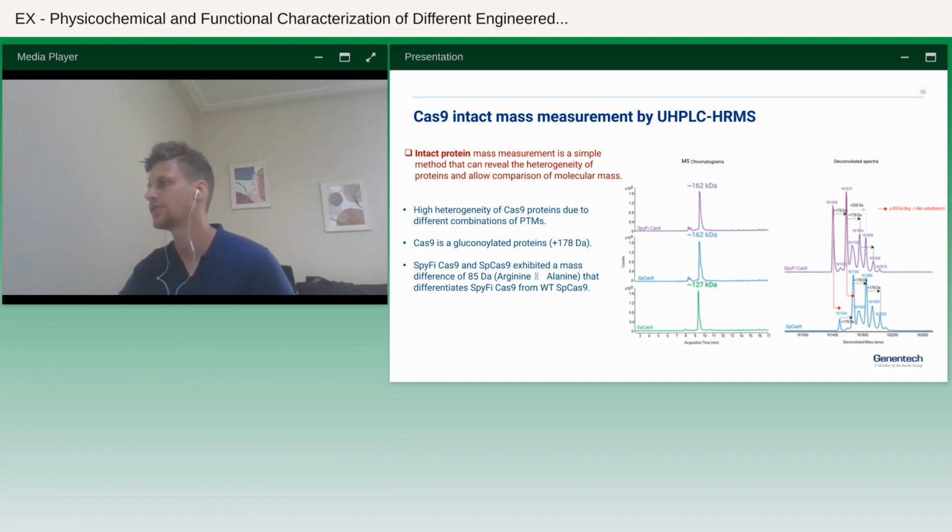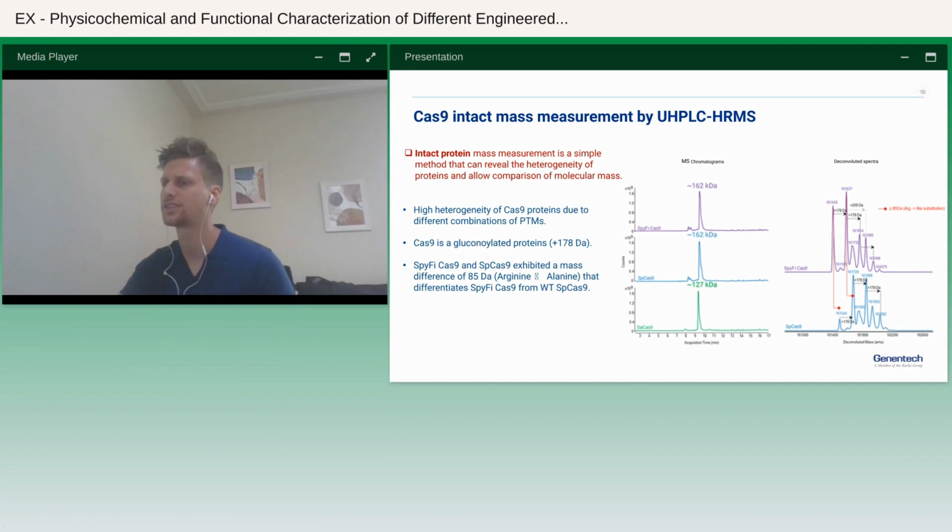But something that is also interesting is when we do the deconvoluted spectra of the main peak, you can see that we don't have only one mass, but we have multiple masses due to different combinations of PTMs. Something interesting is that we observed the difference between the peaks was plus 178 Dalton, corresponding to some gluconoylated forms of Cas9. And this post-translational modification is commonly observed in the E. coli cell line, for example.